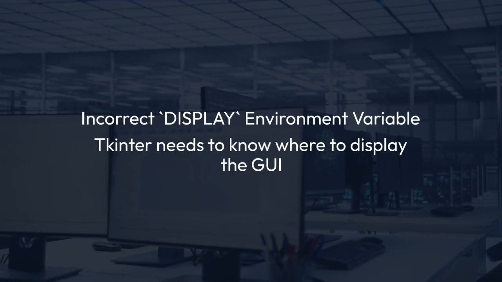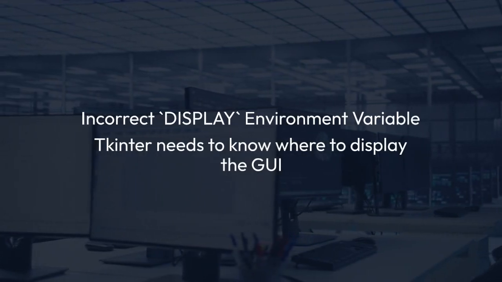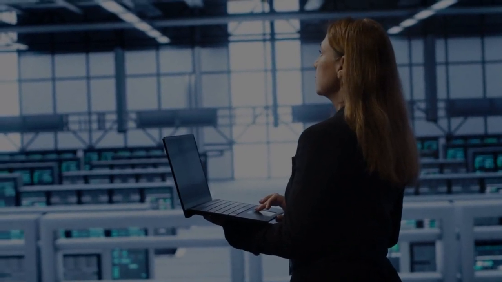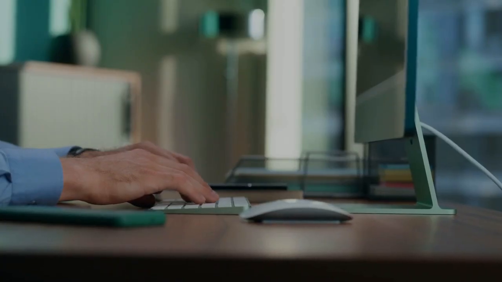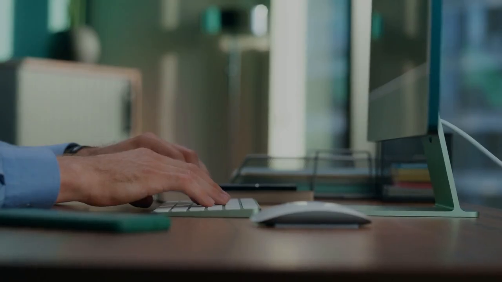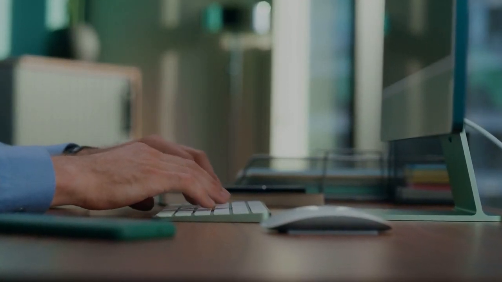1. Incorrect DISPLAY environment variable. tkinter needs to know where to display the GUI. This is usually handled by the DISPLAY environment variable. If this variable isn't set correctly or isn't set at all, you'll get the error. On Linux systems, you might need to set it manually. For example, export DISPLAY=':0.0' in your terminal before running the Python script.